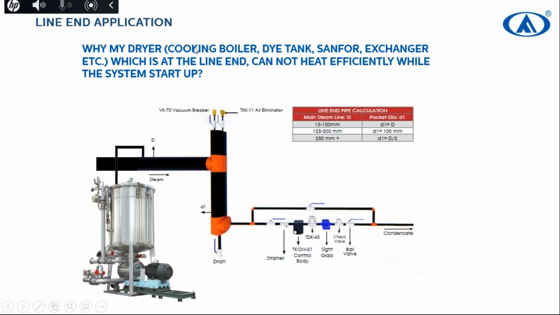It can be a cooking boiler. For this case, it can be yarn dyeing tanks, SunForce, heat exchangers, and etc. What you need to do is use these two and this steam trap equipment.